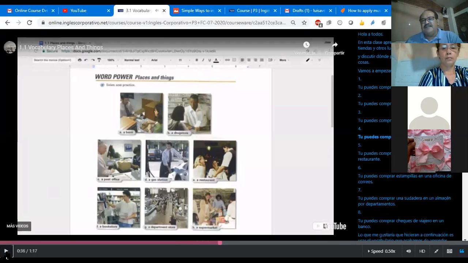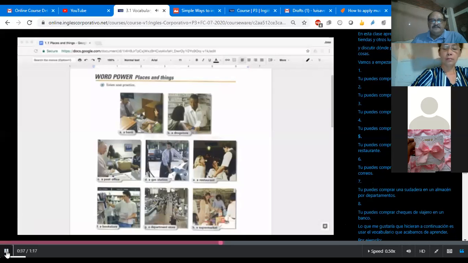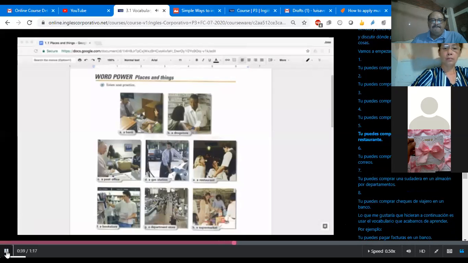Okay, it says gasoline, but you can also say gas, right? You can buy the gas. You can buy diesel. You can buy fuel, combustible fuel, right? You know, in a gas station. Five. You can buy a sandwich at a restaurant.